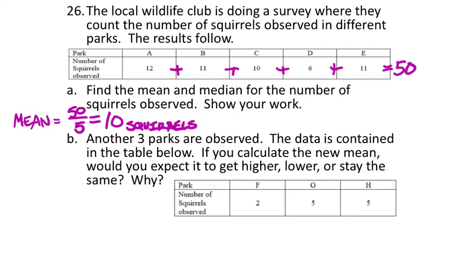But then it says to find the median. Okay, well, we just list these in order from least to greatest. At least that's the way I do it. So the least is 6, then 10. We got 2 11s and a 12. And the number right in the middle, I'm just going to show this process. I know with smaller amounts it may not be necessary for you, but I'm going to show it anyways. Looks like the number right in the middle here is 11. So the median appears to be 11 squirrels.